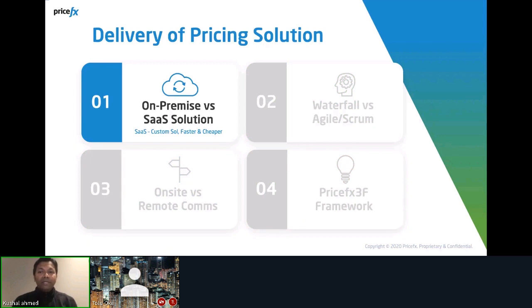First thing first, on-premise versus SaaS solution. So in this part, again, we will discuss both concepts, on-premise and SaaS solution, and we will talk about the criteria to make a choice in the context of pricing solution.